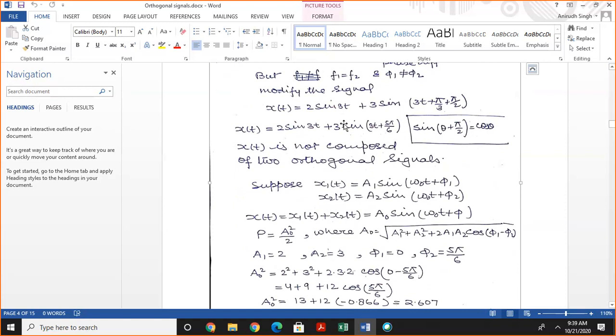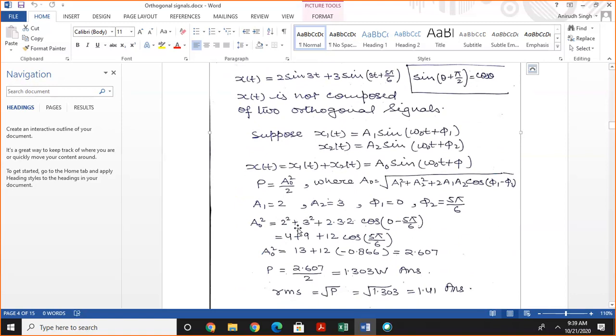Suppose x1(t) is a1 sine omega naught t plus psi 1 and x2(t) is equal to a2 sine omega naught t plus psi 2. In this case the frequency is the same but the phase is not the same. So in this case, the amplitude of the sum of x1 and x2, A naught, is given by the square root of a1 square plus a2 square plus 2 a1 a2 cos of psi 1 minus psi 2.